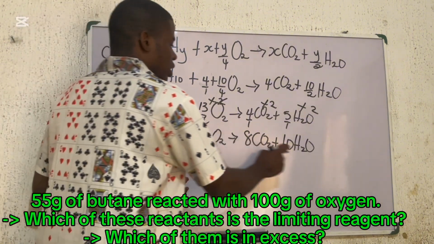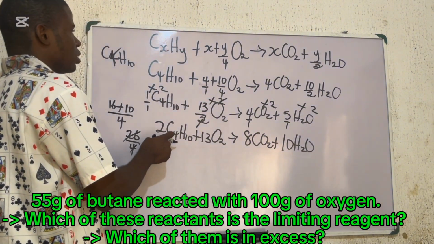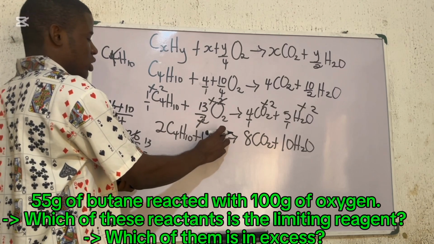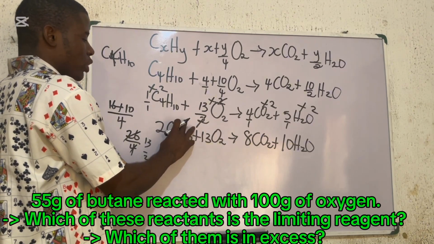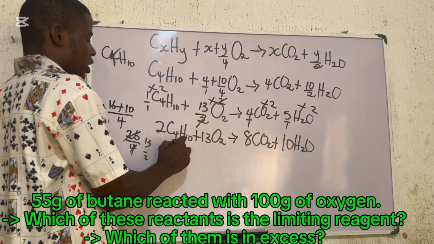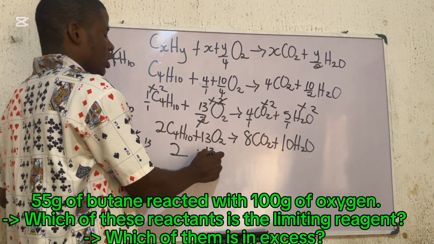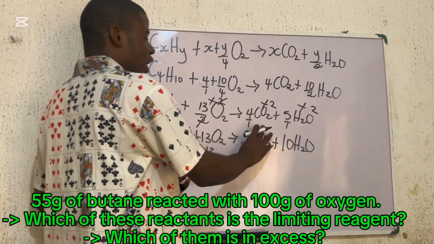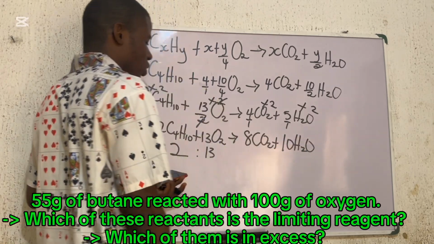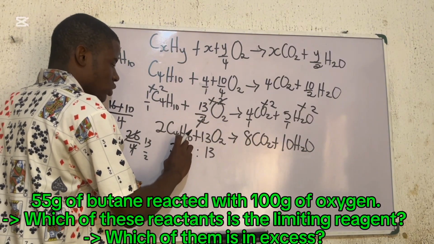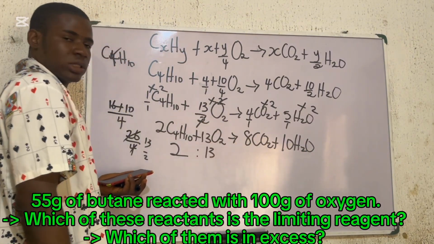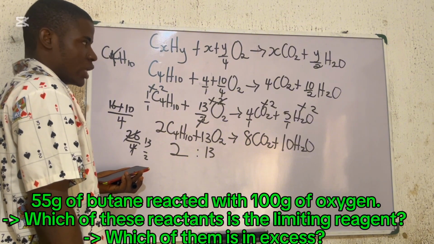Now, this is the standard equation when butane reacts with oxygen. We can see the mole ratio, that in terms of stoichiometry, 2 moles of butane is ever ready to react with what? 13 moles of oxygen to form 8 moles of carbon dioxide and 10 moles of what? Water. We can see that 2 moles reacts with what? 13 moles, right? Is it clear?